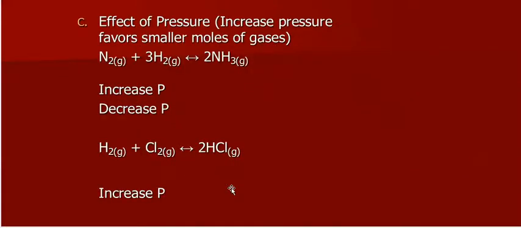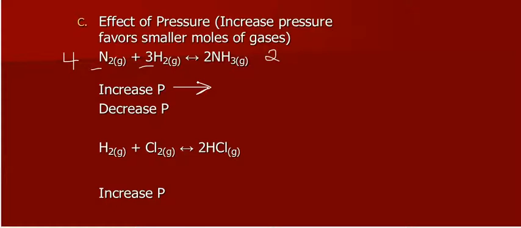Pressure can also affect equilibrium. An increase in pressure will favor the smaller number of gases. So in this first reaction here, we're at equilibrium, but I increase the pressure. Well, if you look at the moles of gases, I got 4 moles on the left side total, 3H2, 1N2, and I got 2 moles on the right side. So if I increase pressure, it's going to go toward products. That means I'm going to produce more products.